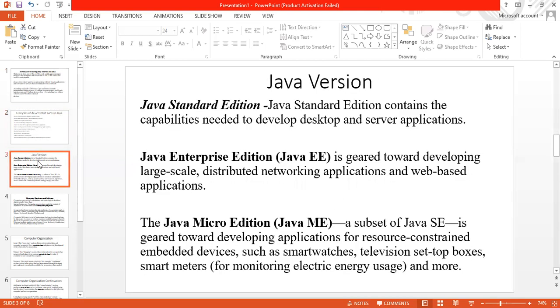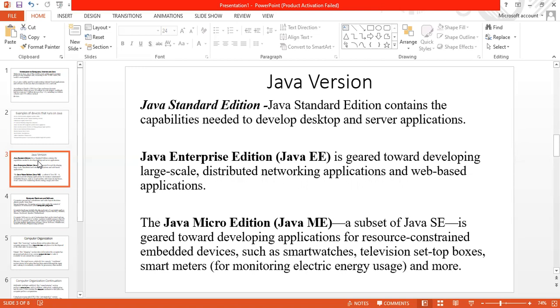And also, Java has three vital versions. We have the Java Standard Edition, which runs on desktop. It contains the capability needed to develop desktop and server applications. Java Enterprise Edition is geared towards developing large scale distributed networking applications and web-based applications. So Java Enterprise holistically focuses on large scale. They run on large scale network applications.